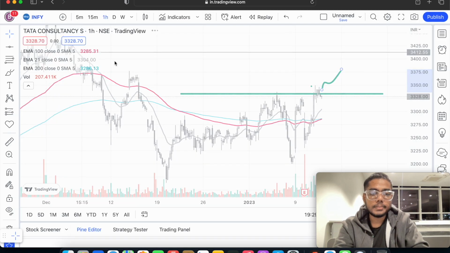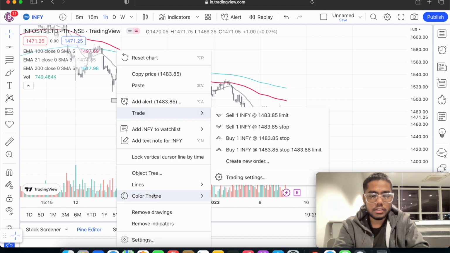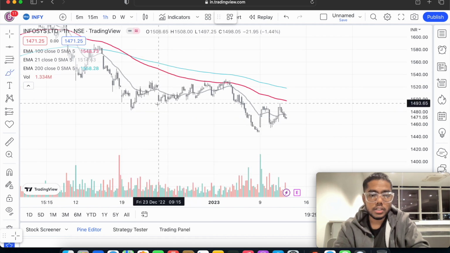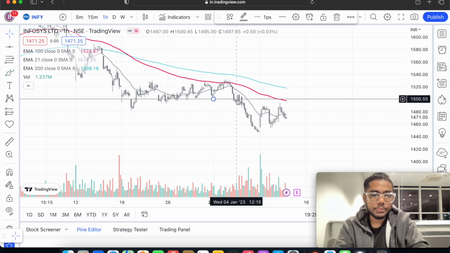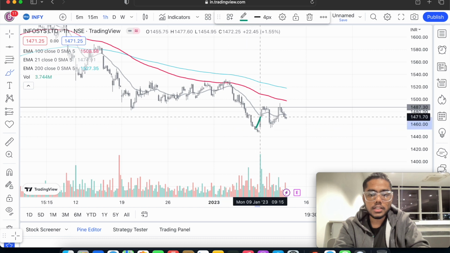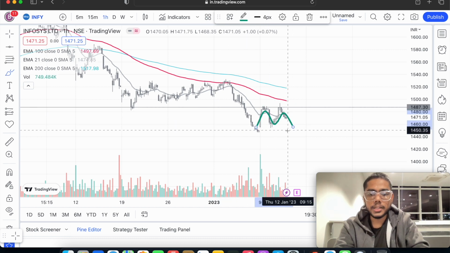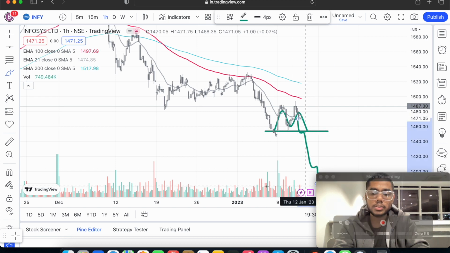Infosys, here again the price action looks quite weak. Why is it so? Because this is the prior resistance zone. Yeah, now the price is trying to form a double top here, and eventually if it breaks this low, then there is going to be a fall from here.